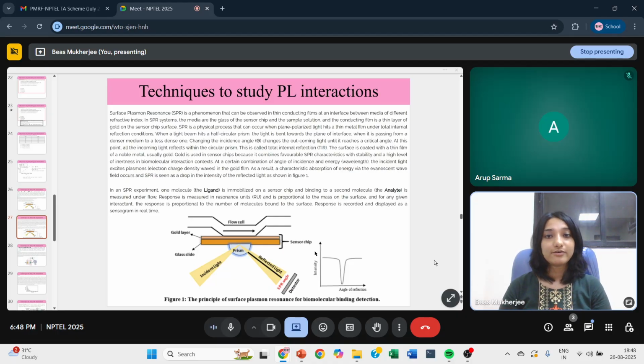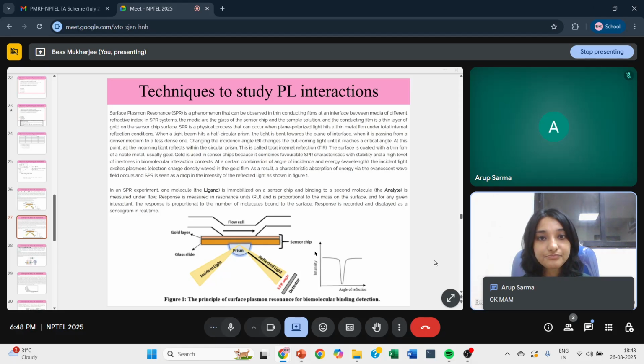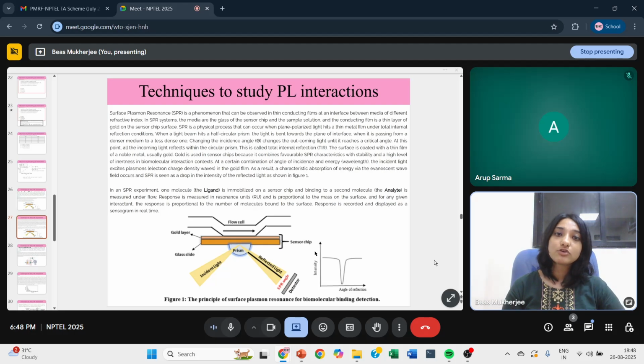Okay, all right. So see what happens here. Changing the incidence angle changes the outcoming light until it reaches the critical angle or IC. At this point, all the incoming light reflects in the prism, and this is called total internal reflection. This you know. Now the surface is coated with a thin film of noble metal, usually gold, and gold is used in the sensor chip because it has favorable SPR characteristics with stability and a high level of inertness in the biomolecular interaction context.